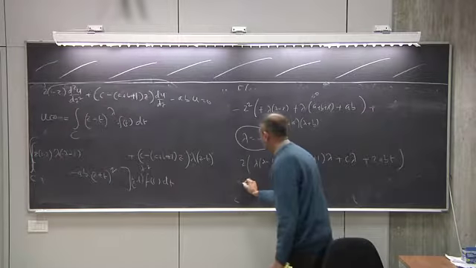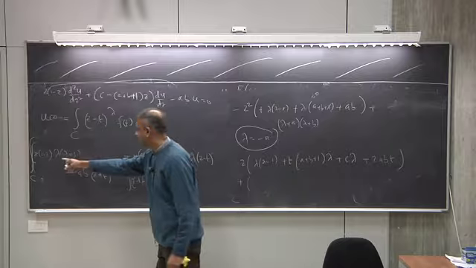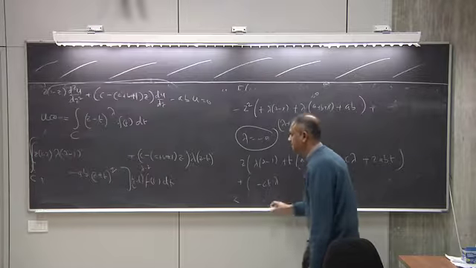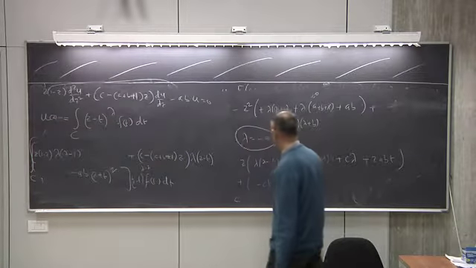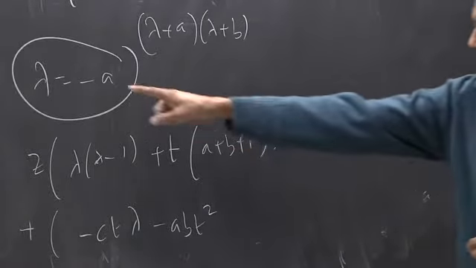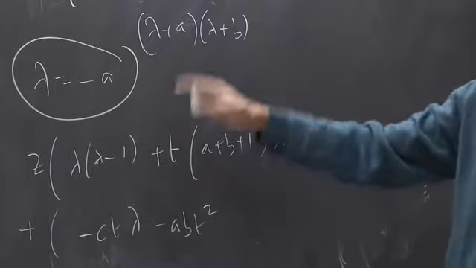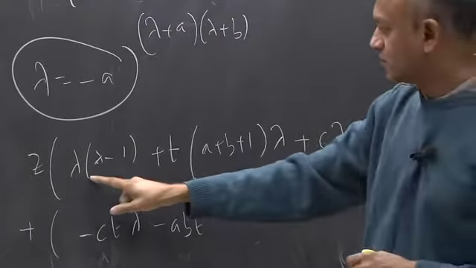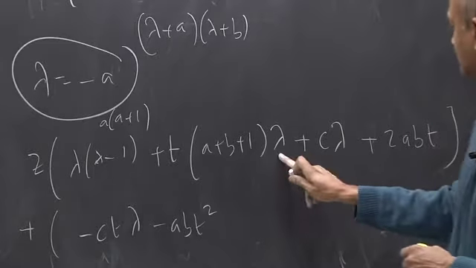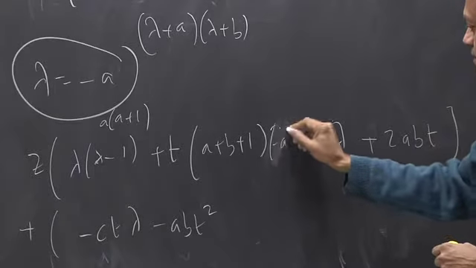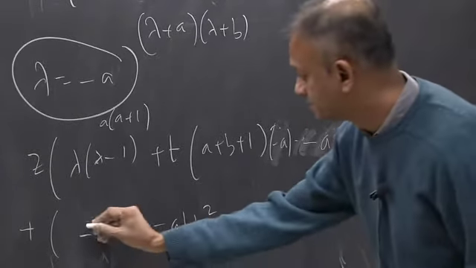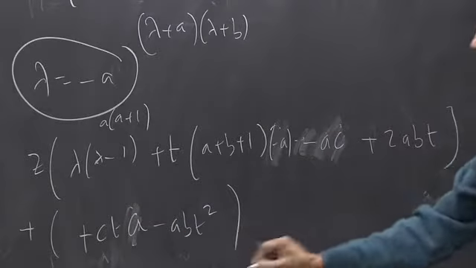That's the z term, and then the order 1 term, I mean the z independent term: here there is nothing. Here you have Ct, so minus Ct lambda, and then from here you get T square, so minus AB T square. Okay, so that's the whole thing. And now I substitute lambda equal to minus A. So that A minus A disappears. So this becomes A times A plus 1. Here you get minus A times this. This is minus AC. And here it's plus A. Okay, so this is what we have.